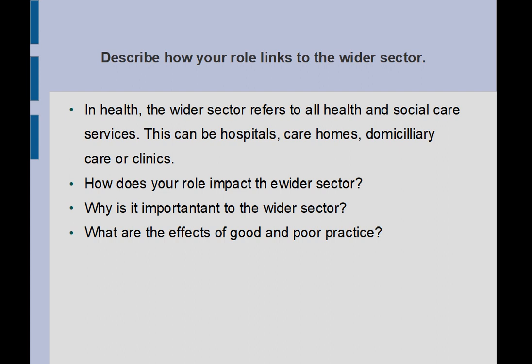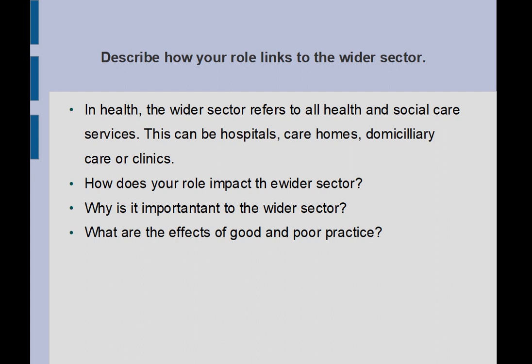You can also talk about the impact on the service users. You can talk about the links that you develop with staff in different settings. Like if you're often visiting particular care homes or particular hospitals, then you might develop links with them, you might share information, and that might lead to improvement in the service.